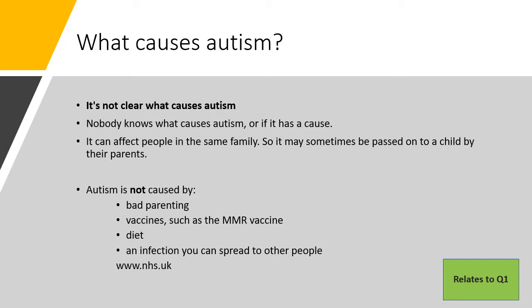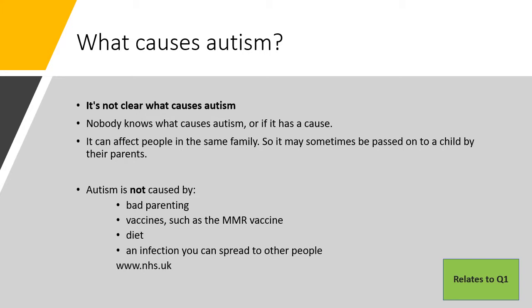and again, it's taken from the NHS website, but it's not caused by bad parenting. Because sometimes the behaviours of certain individuals, children who are autistic, some people may judge them and think it's because of the parenting. It's not caused by vaccines. So, many years ago, people were told that the MMR could cause autism, and lots of parents stopped having their children vaccinated.